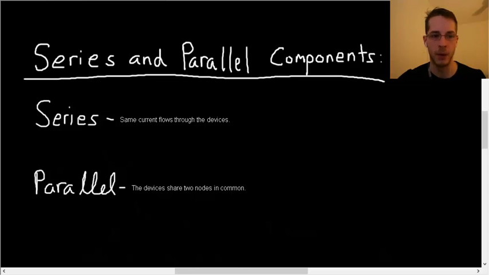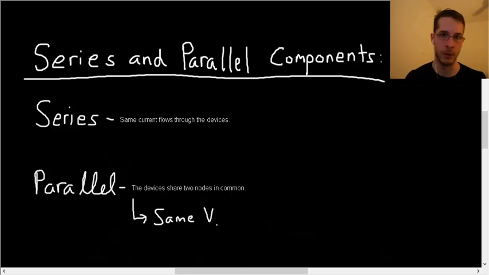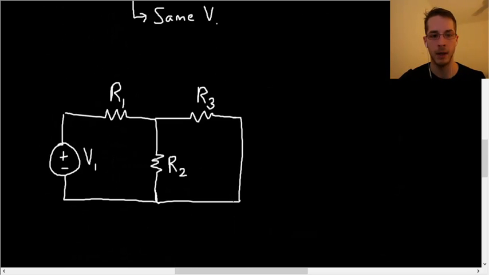As a consequence of the first property of what it means to be in parallel, you also get the same voltage across the devices. So for example, if you had 5 resistors, all of them in parallel, and they're being supplied by a 5-volt battery, they would all have 5 volts across them. Okay, so let's look at a quick example here.